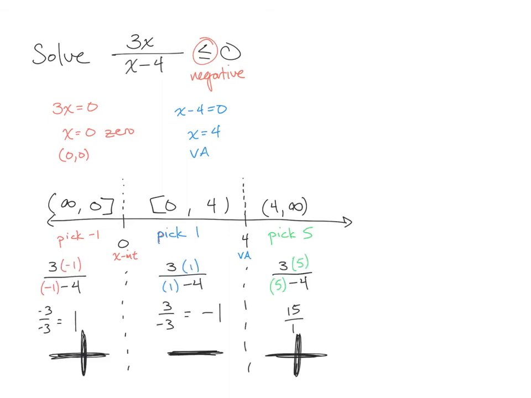So here's what I got with -1. I took -1 and substituted it in for these x's here. I got -3 over -3, which is 1. This number is positive.